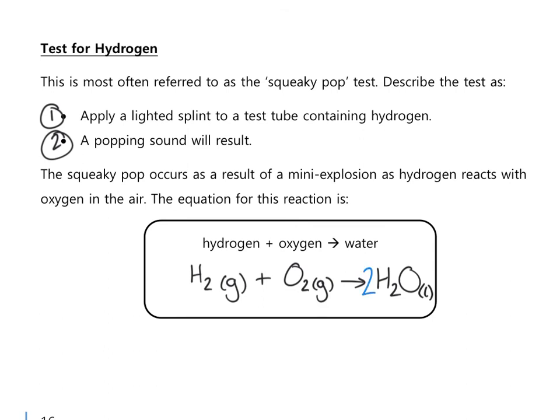So if I put a 2 in front, I now have my 2 oxygens, but I have 2 times my 2 hydrogens, which is 4. So I need to put a 2 on the left hand side as well. So that would be the equation for what is happening when we do the hydrogen pop test. But make sure you describe it as apply a lighted splint and a popping sound will result.